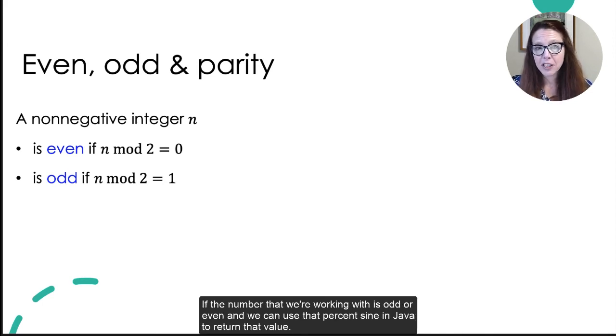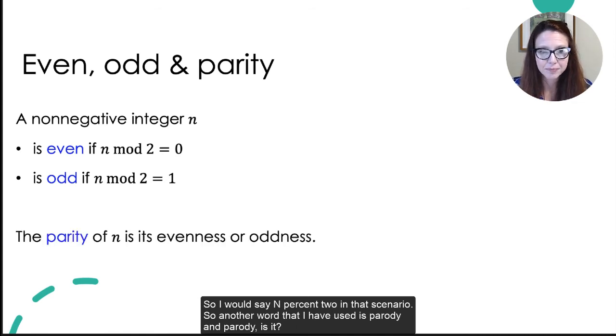So this is a way to do a quick check if the number that we're working with is odd or even, and we can use that percent sign in Java to return that value. So I would say n percent 2 in that scenario.